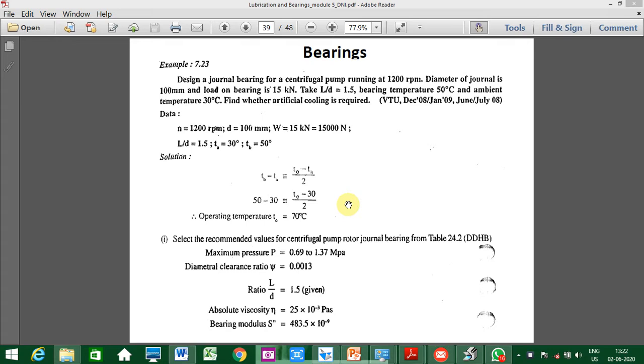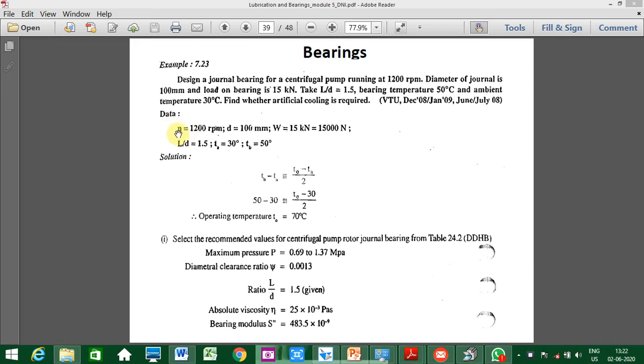Now I'll take a problem on bearings. Design a journal bearing for a centrifugal pump running at 1200 rpm. Diameter of journal is 100 mm, and load on bearing is 15 kN. Take L by D ratio equal to 1.5. Bearing temperature 50 degrees centigrade. Ambient temperature 30 degrees centigrade. Find whether artificial cooling is required or not.